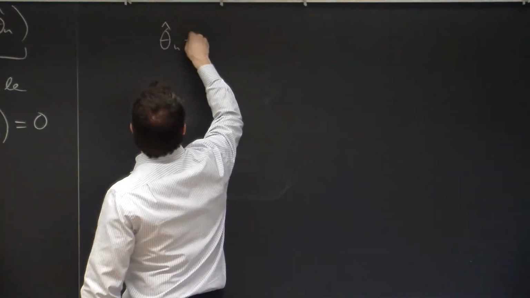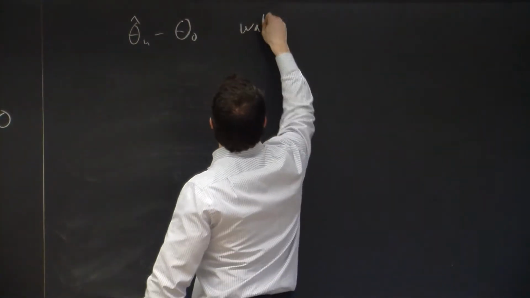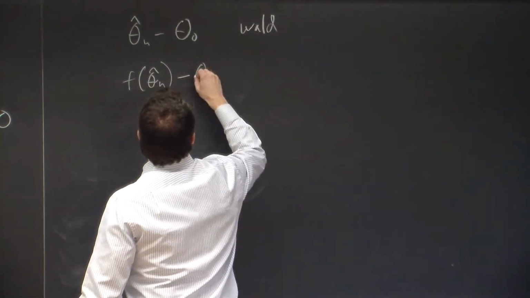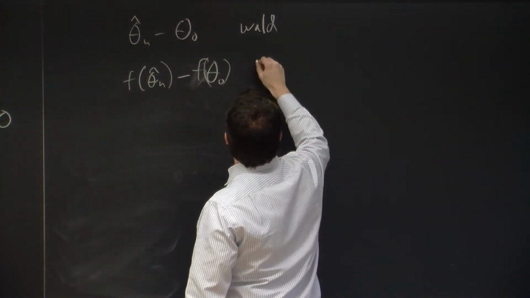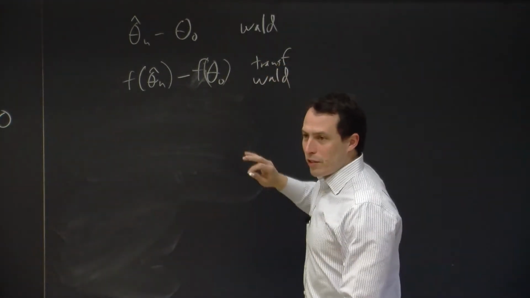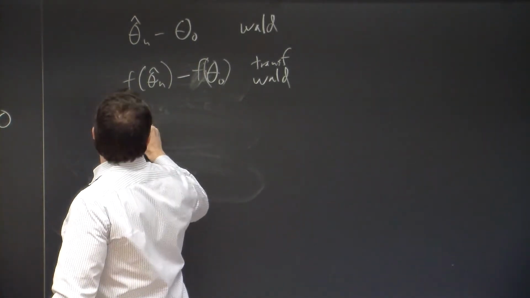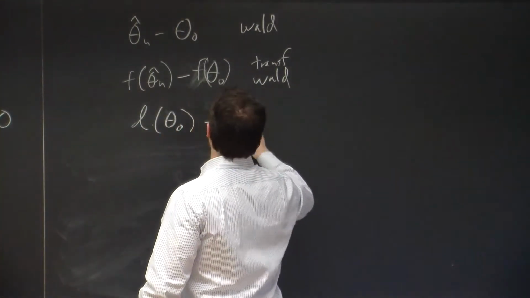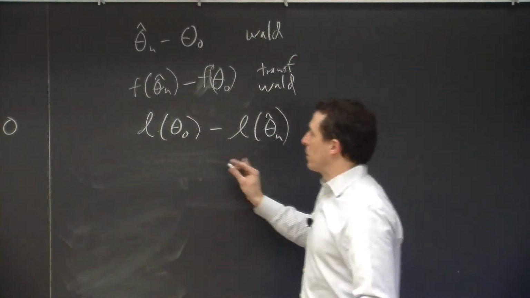So we have this one, null hypothesis versus the estimator. That's the Wald. We have f of theta hat minus f of theta naught. This is the transformed Wald. And I can choose lots of different transformations, and there's an art to choosing those. Then we have the likelihood ratio, which compares these two numbers. Then maybe we want to take the absolute values and things like that. I'm ignoring that for now.